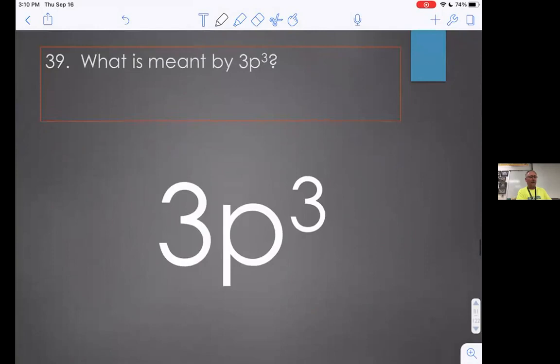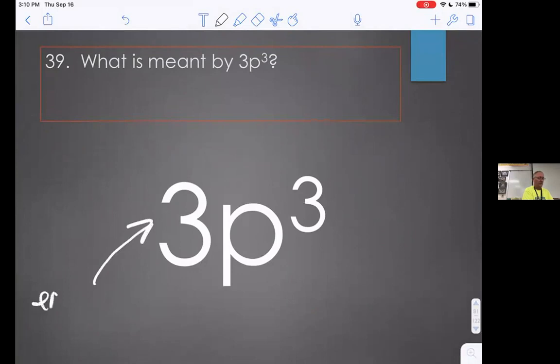On 39, I made this really big so I could describe this. This you would have had to do in your reading. I know in a couple of classes I talked about what the 3 and the p mean, but I didn't talk about what that other 3 means. And we'll do this today. But I guess we can start now. A little learning right now.